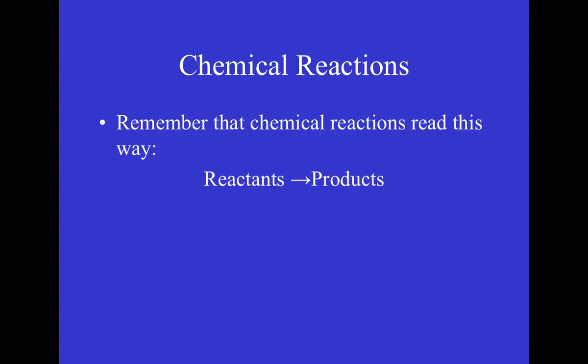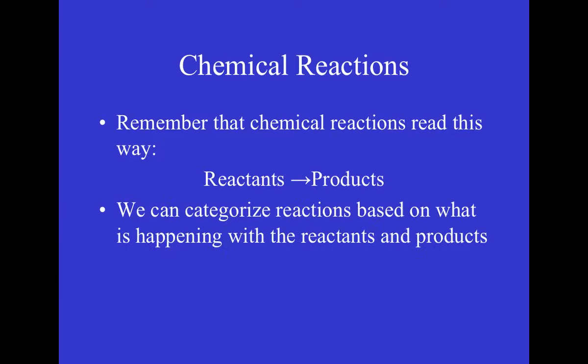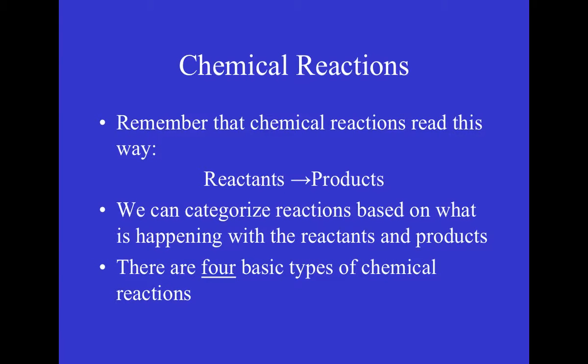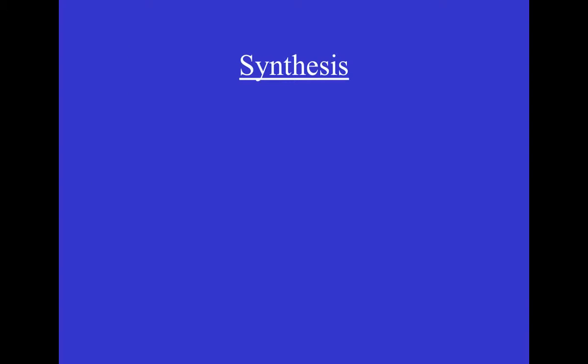So what we're going to be doing in this section is actually looking at the reaction as a whole and classifying them or categorizing them based on what's going on with both the reactants and the products. And what we're going to do is go through the four basic types of chemical reactions. The first one that we're going to look at is synthesis.